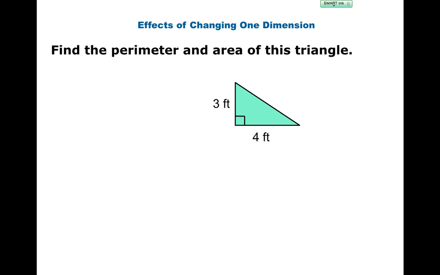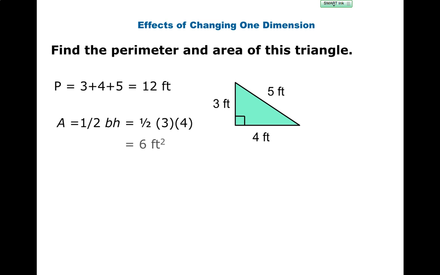Missing side is the hypotenuse, which was 5, the 3, 4, 5 triangle that we've worked with a lot. So the perimeter, when you add those up, you get 12. And the area is 1/2 times 4 times 3, half of that because of the triangle, 6.